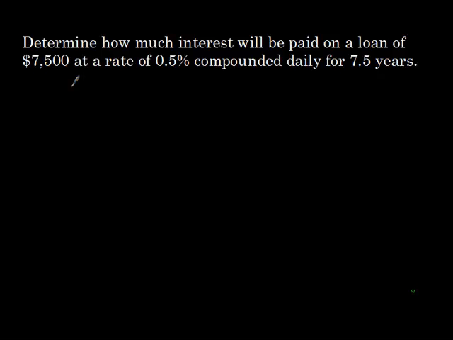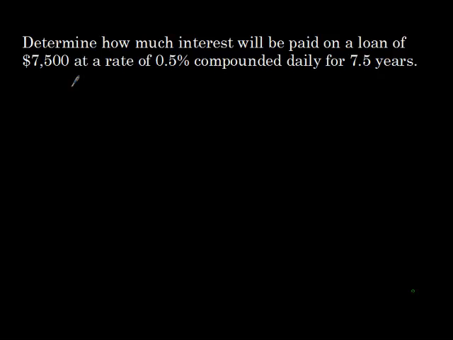Today we'll be looking at compound interest. Our first problem for today reads, determine how much interest will be paid on a loan of $7,500 at a rate of 0.5% compounded daily for 7.5 years.